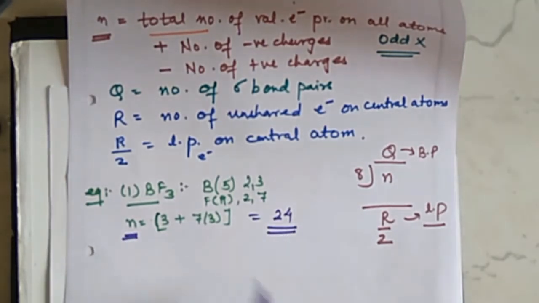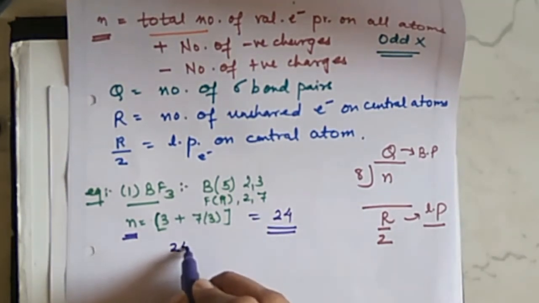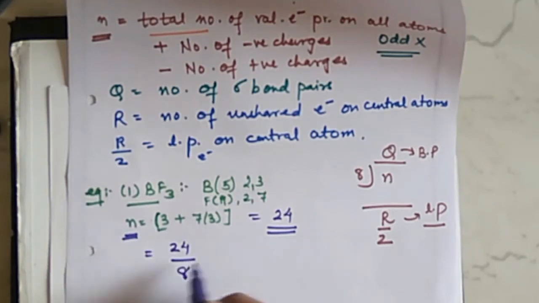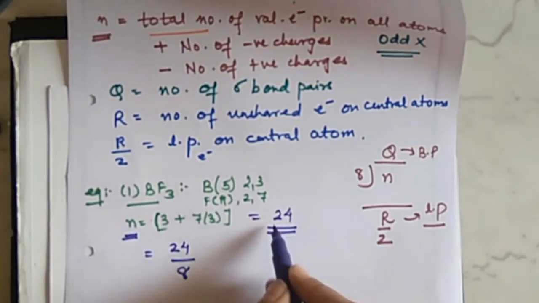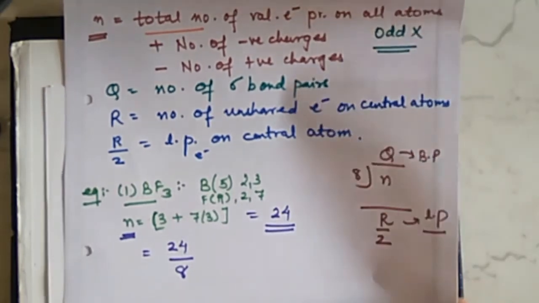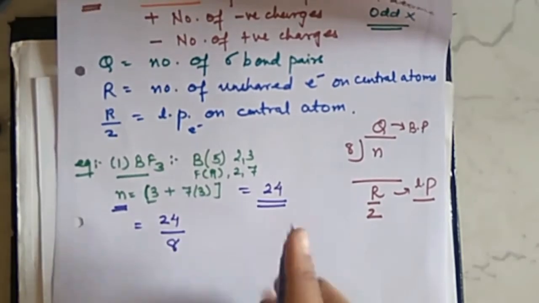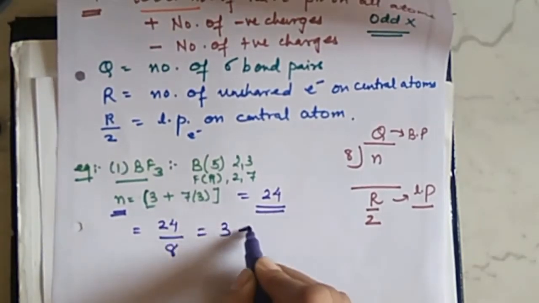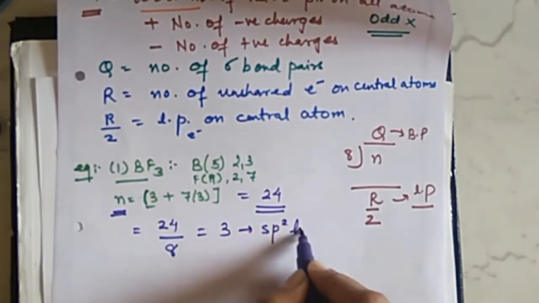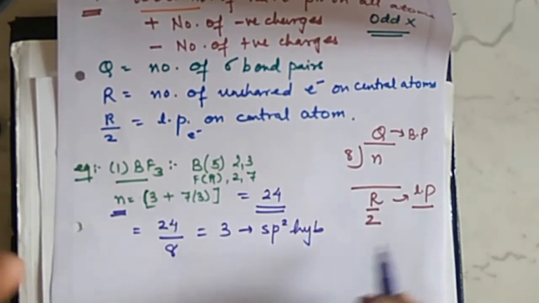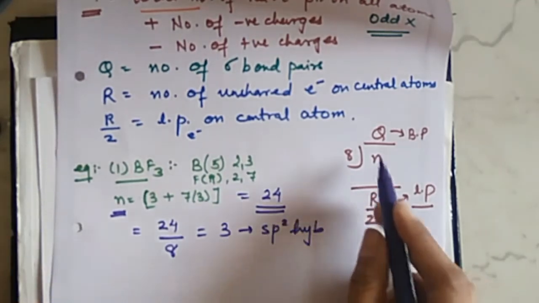First step, 24 divided by 8. When this number is less than 8, we have to divide it by 2, and if it is more than 8, we have to divide by 8. So 24 divided by 8 gives you 3. Now 3 means sp2 hybridization. There is no remainder here, there is only a quotient.